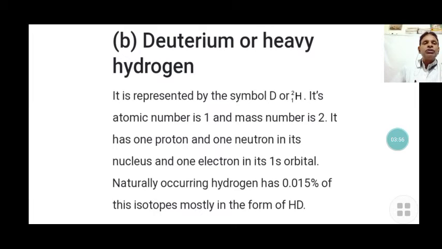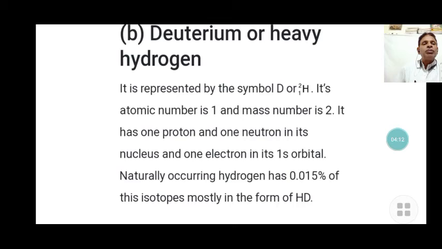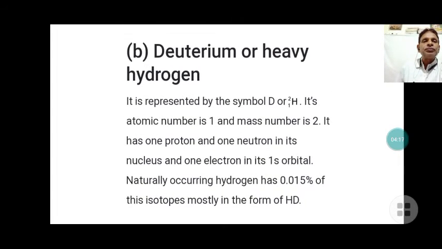Naturally occurring hydrogen has deuterium at 0.03% of the isotopes, mostly in the form of HD, that is, protium and deuterium combined.